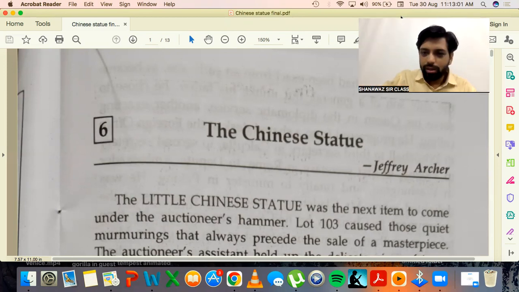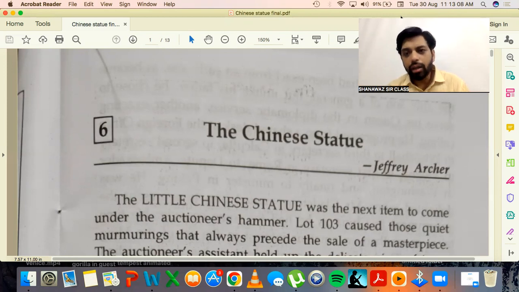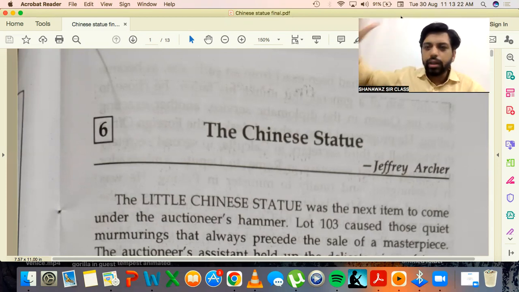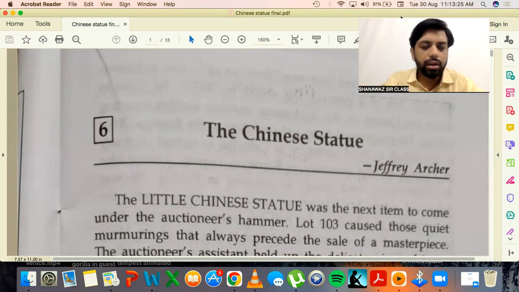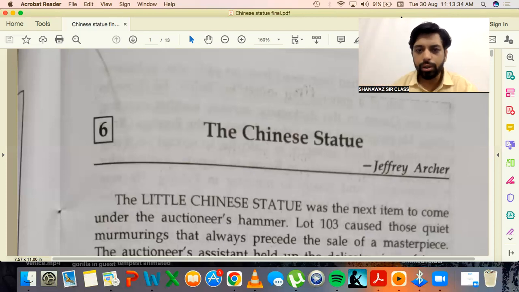So the story has two timelines. One, when Alex, whose property this Chinese statue is, who is selling it, and the other, which is of his great grandfather. One is when this Chinese statue is being sold in the auction house, and the other is from much earlier, from the time of the great grandfather. So one is Alex who's selling it, and the great grandfather's name is Alexander, whose property this is.